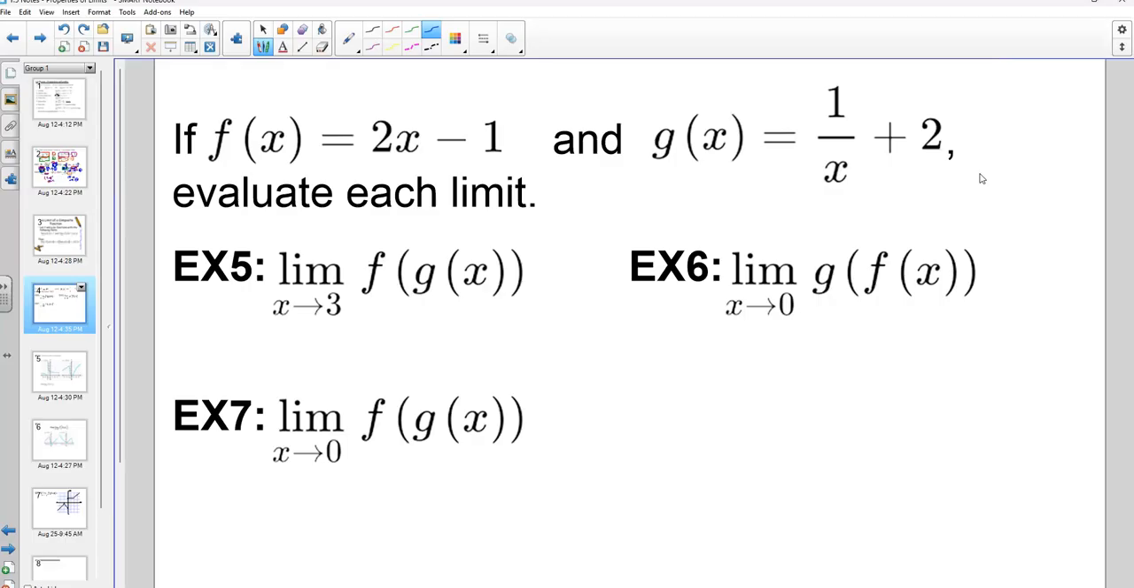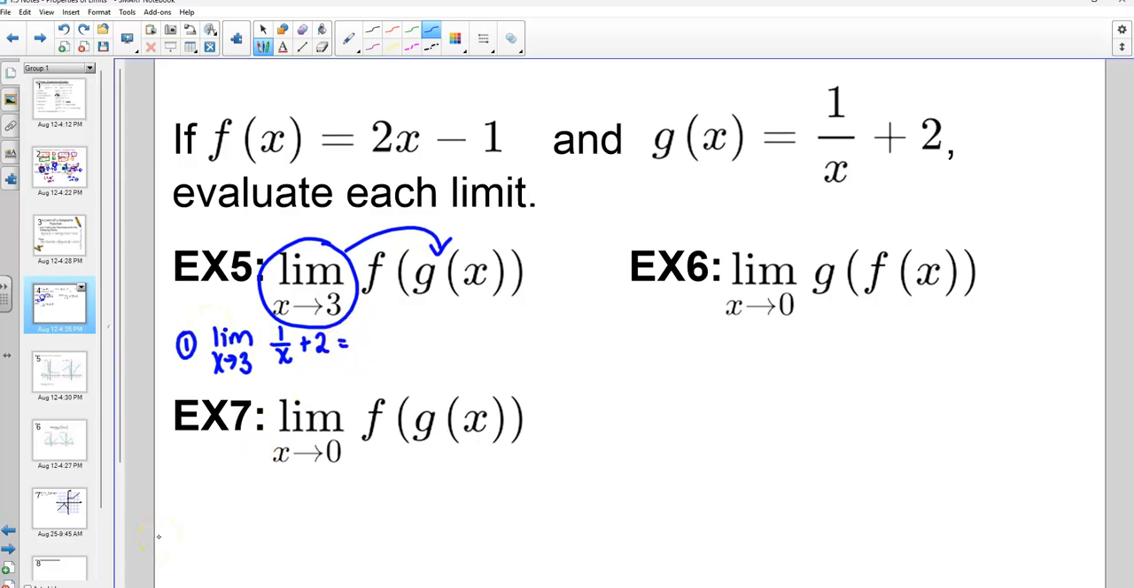So what I would need to be doing first right here is the limit as x approaches 3 of the inside function, right? So in this case, that would be the limit as x approaches 3 of 1 over x plus 2. That's step 1, right? That's the first thing that we're going to do.